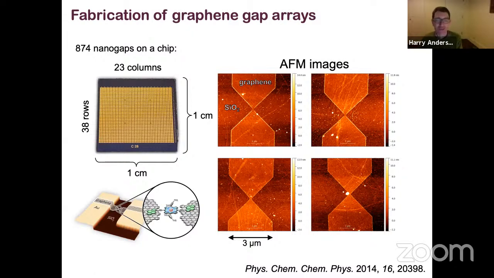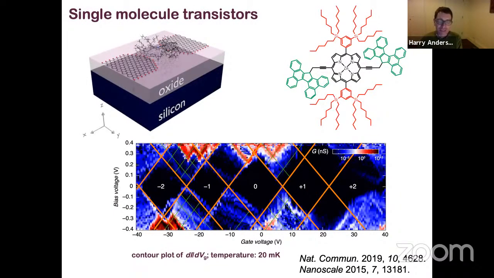And if you're lucky, a few of them actually have a molecule across the gap, and then you can measure its behavior as a molecular transistor. And when you do that, you can measure the current as a function of the bias voltage, that's the source drain voltage, and also the gate voltage. So you get these sort of two-dimensional diagrams where the contour here is plotting the conductance or the current.